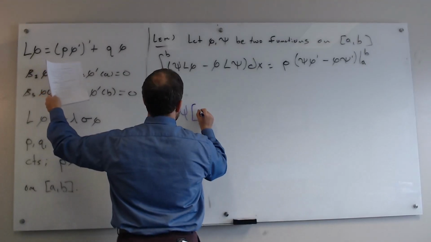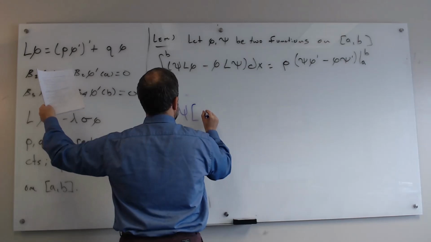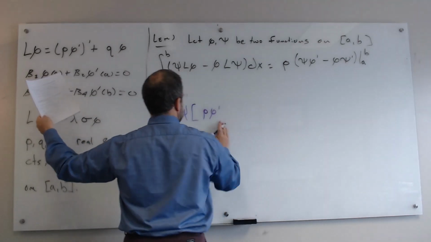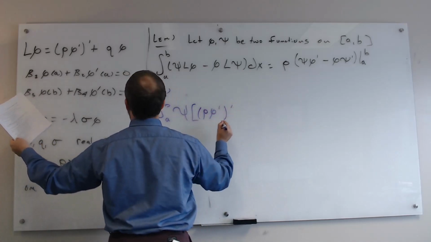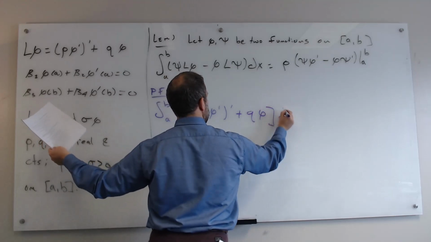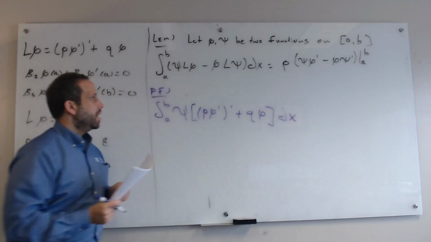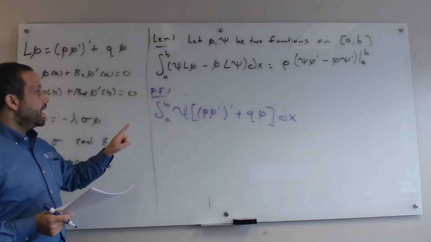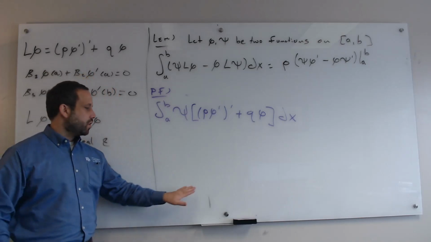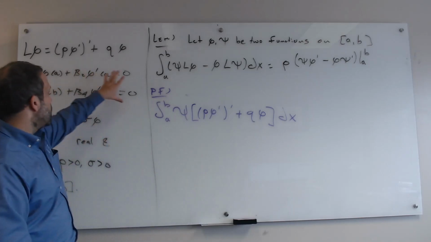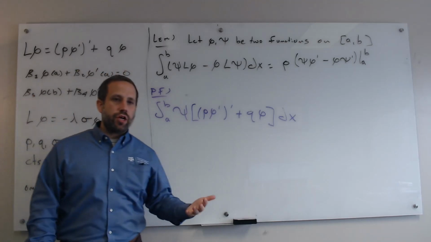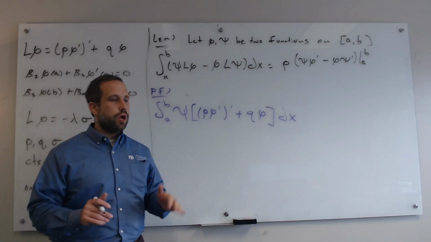This is going to be p times phi prime, all of this prime, plus q times phi dx. And we see what's going to happen here is that there's going to be some symmetry. And if we restrict this operator to just the domain of functions that satisfy this definition here, it is a symmetric operator. If you've taken linear algebra before, you know what that means.